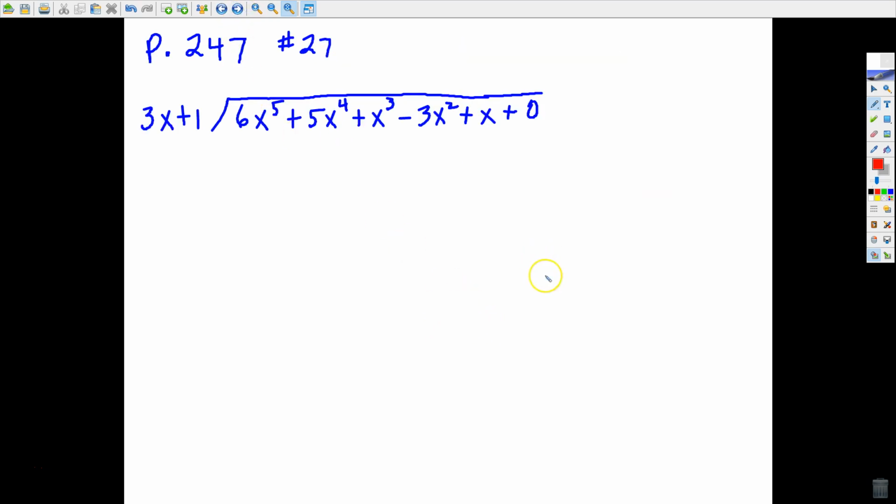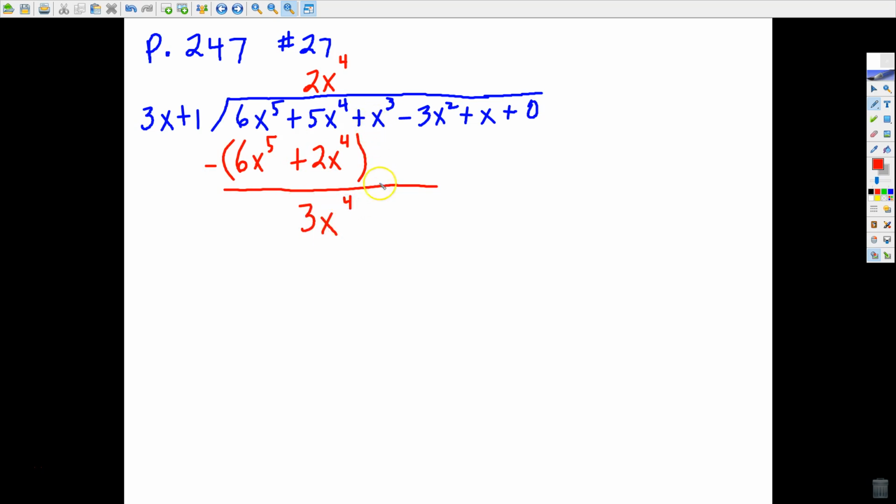Okay, let's take a look at this one. This is number 27. I set it up for us, so let's just jump right in. I'm going to divide first term, 3x, into first term, 6x to the 5th, and that should be 2x to the 4th. Okay, now multiply. 2x to the 4th times 3x is 6x to the 5th. 2x to the 4th times 1, of course, is 2x to the 4th. I'm going to subtract. And now I'm going to do 5 minus 2, which is 3, x to the 4th. And I'm going to bring down the next term.